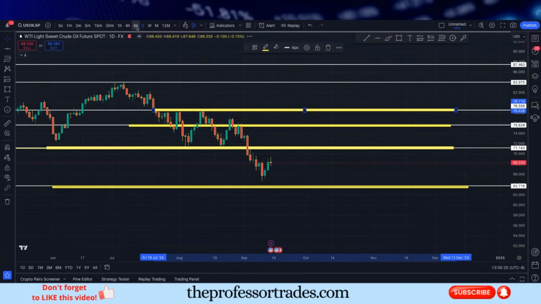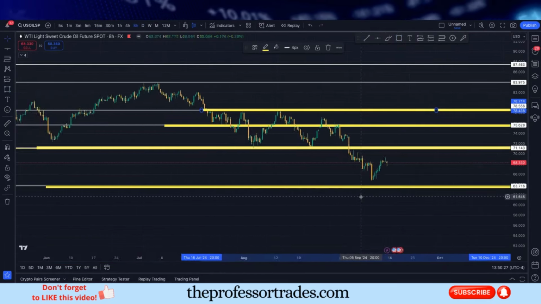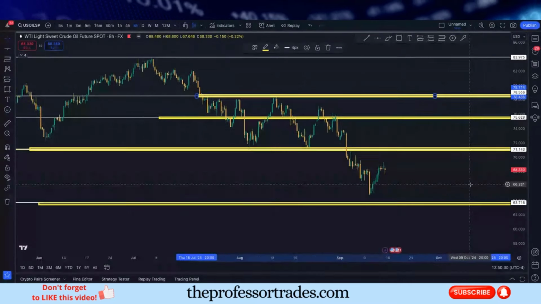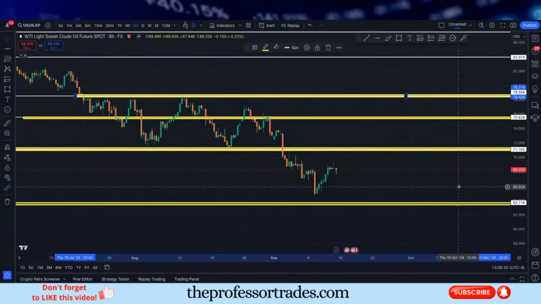So you can see here, once I drop to the 8-hour chart, now we get a much better picture of where we are within those time frames.